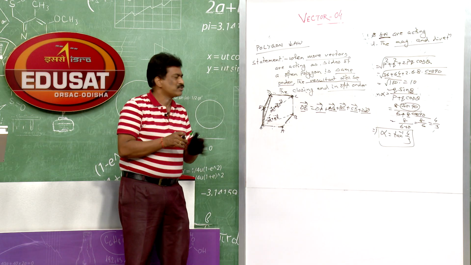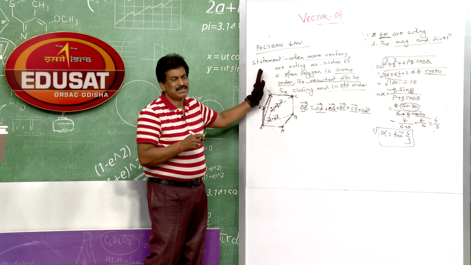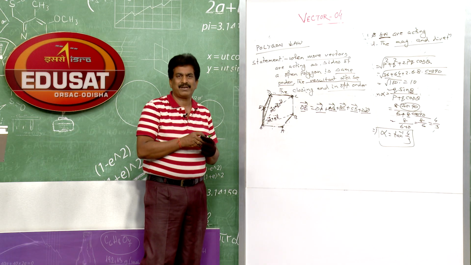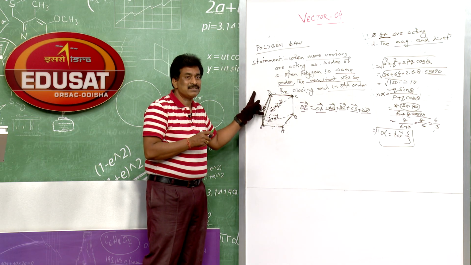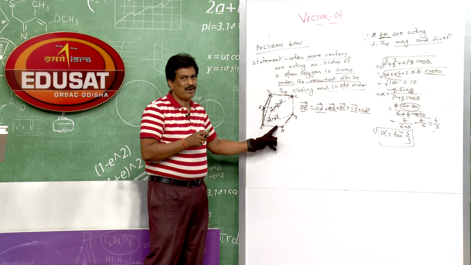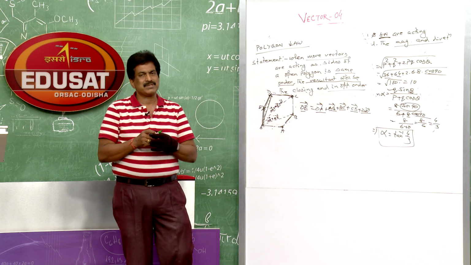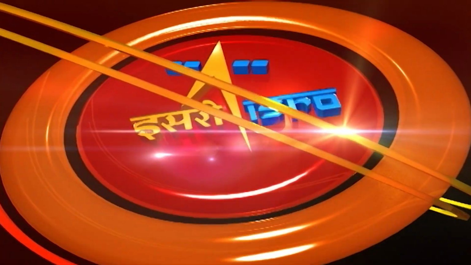Okay, my students, with this we came to know about the parallelogram law of vector addition and the polygon law of vector addition. Try to find the angle between the vectors I gave in the task, and I have already written that it is 120. You try yourself. Thank you very much and keep studying.